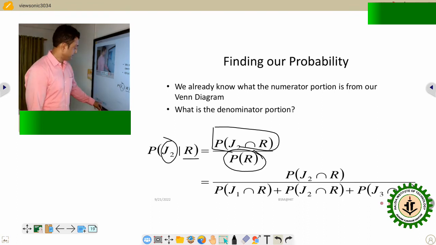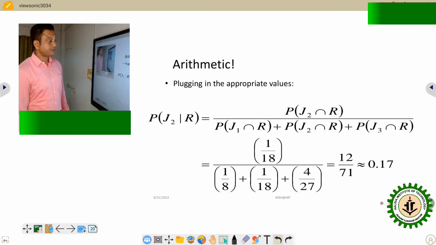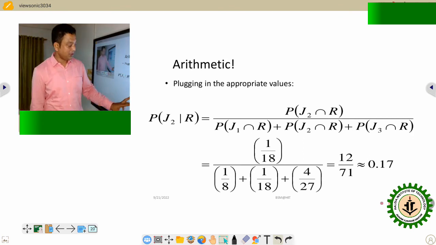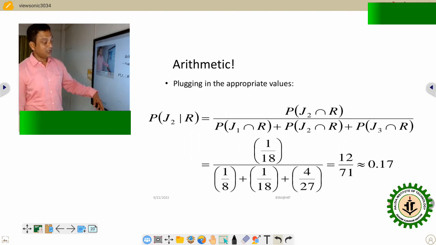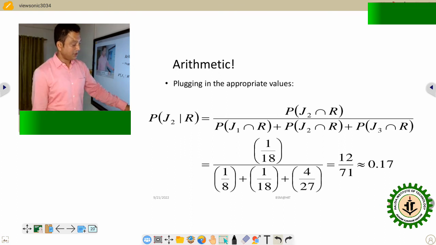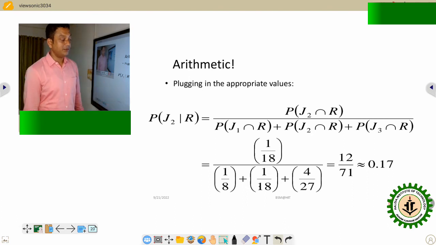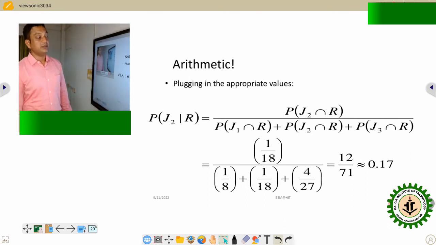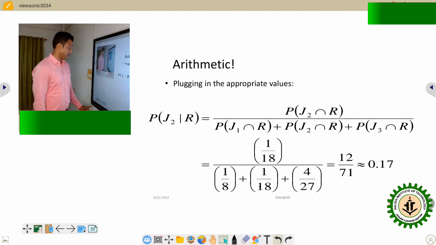So you can easily find the probability, which one is already found before. So 1/8 is for jar 1 and red ball, jar 2 and red ball is 1/18, and jar 3 and red ball is 4/27, which is giving you 12/71 as the probability which you are finding by the Bayes theorem.